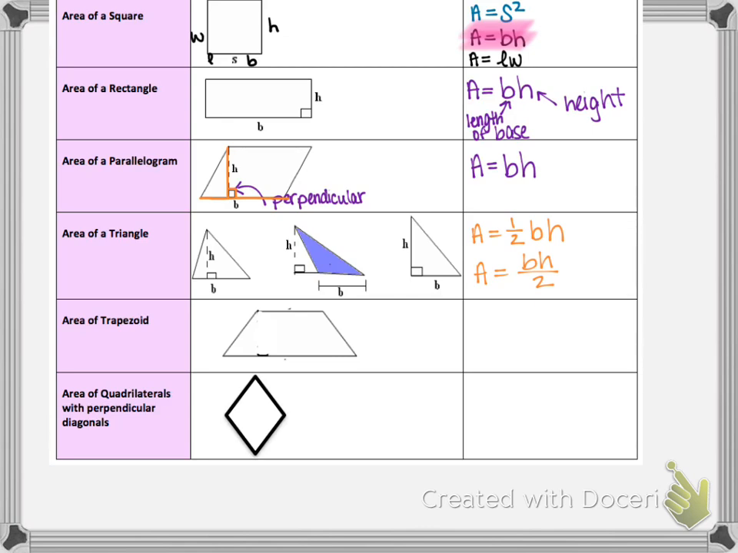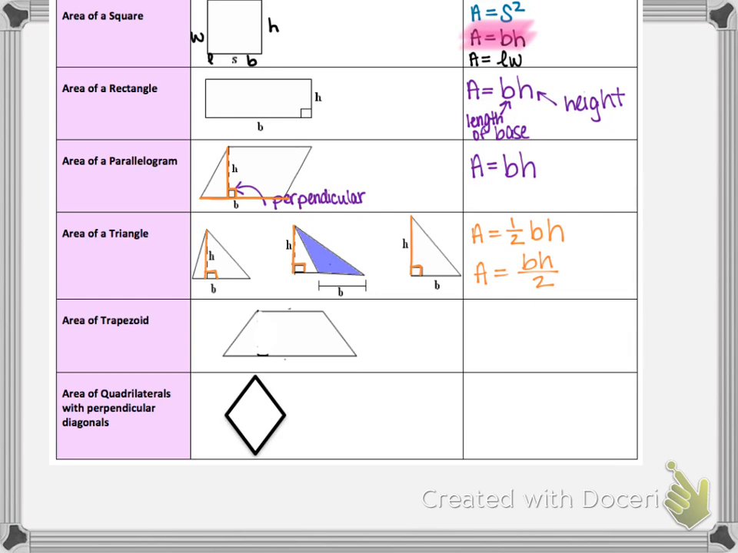So, one more time, remember that your height always needs to be perpendicular to your base. Sorry. Height is always perpendicular to your base. So sometimes it can be kind of difficult to find out what your height is.